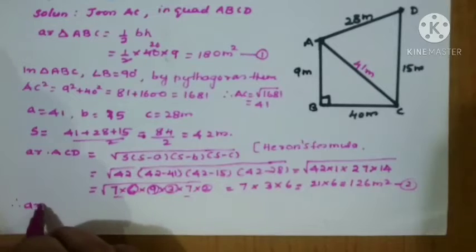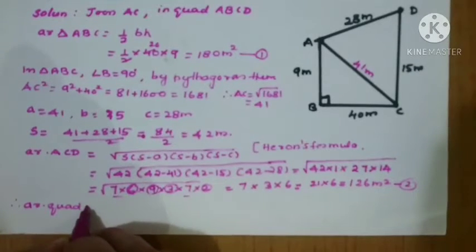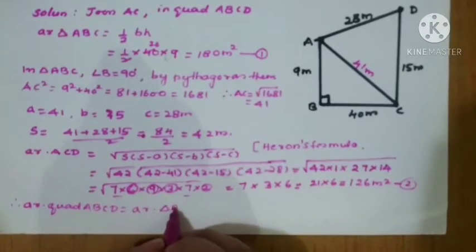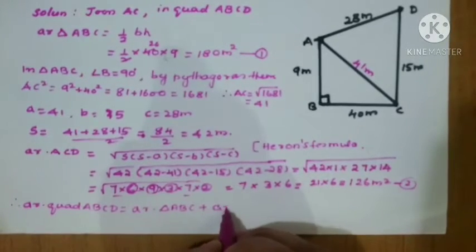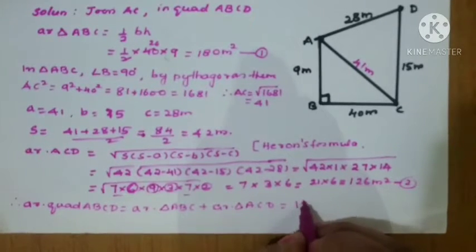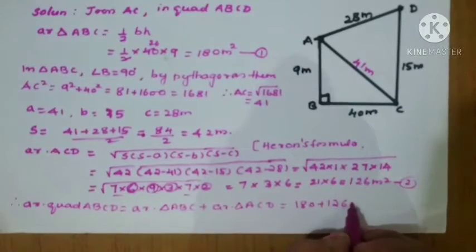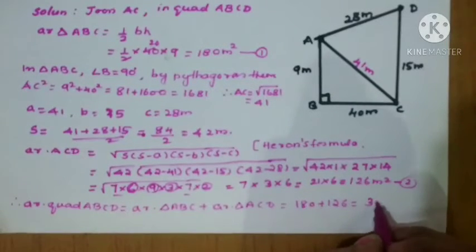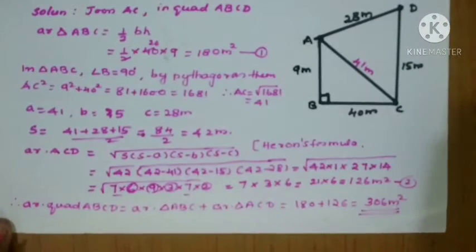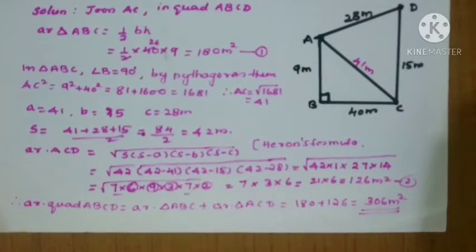Therefore, area of quadrilateral ABCD equals area of triangle ABC plus area of triangle ACD equals 180 plus 126 equals 306 meter square. So by joining the diagonal we get two triangles. So we should calculate the areas separately and add them to get the area of the quadrilateral ABCD.